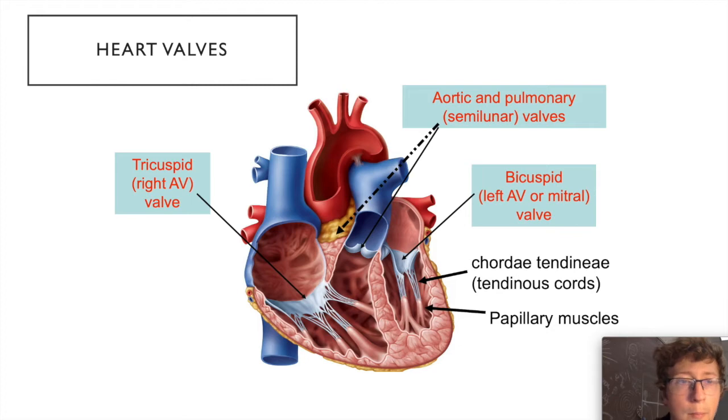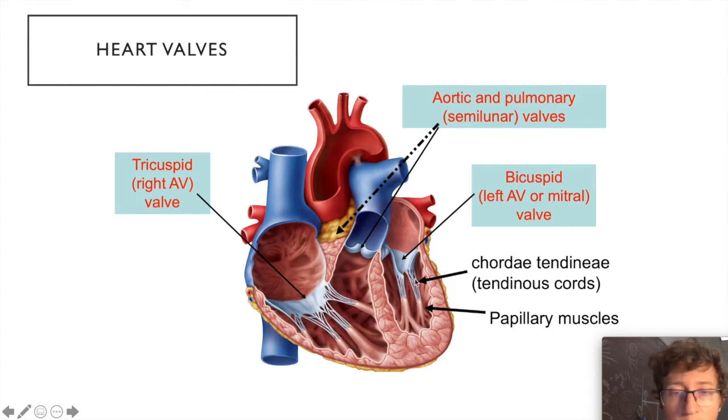And then valves are a critical component of heart function. So there are 4 valves that we want you to be able to identify and understand when they will be open and when they will be closed. So there are 2 classes of valves. There are these atrioventricular valves, AV valves. There is the tricuspid valve that separates the right atrium from the right ventricle. And then there is the bicuspid valve, or the left AV valve, or the mitral valve, all refer to the same structure. This is separating the left atrium from the left ventricle.